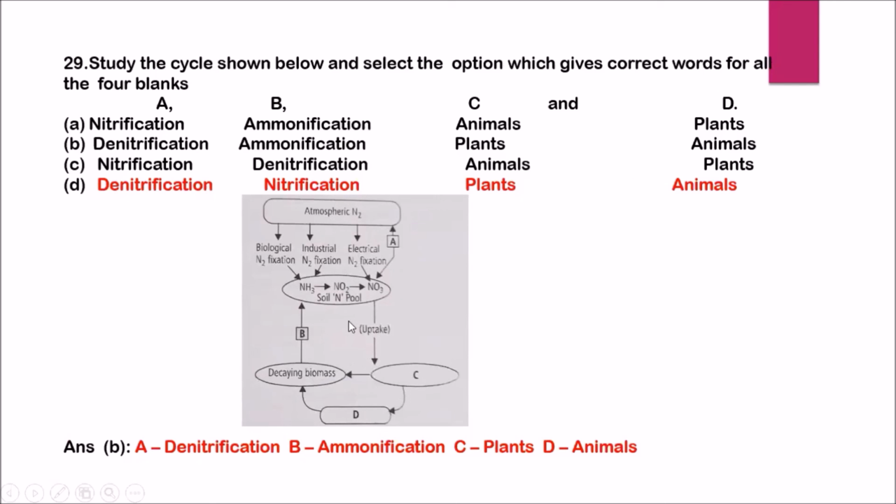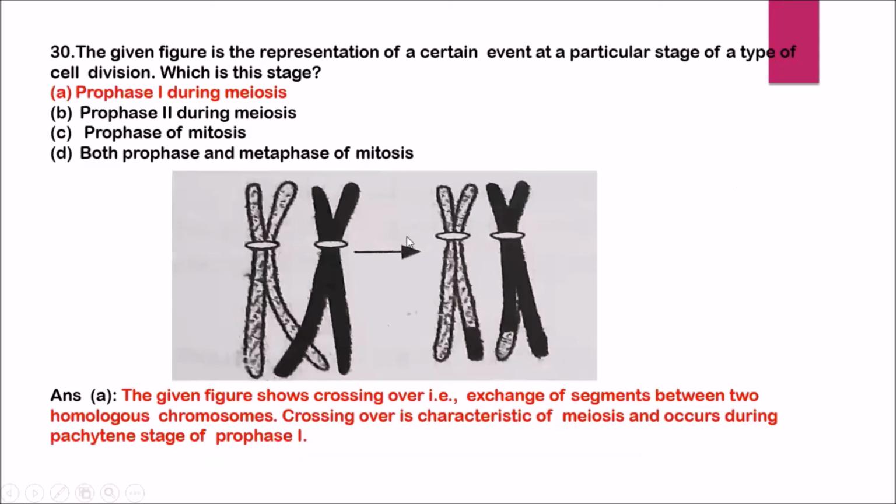This is correct. The given figure is the representation of certain events at a particular stage of a type of cell division. Which is the stage? In the given figure, we can see that there is crossing over, that is exchange of segments between the two homologous chromosomes. Crossing over is characteristic of meiosis, and it occurs during the pachytene stage of prophase 1. So option A, that is prophase 1 during meiosis, is the right answer.